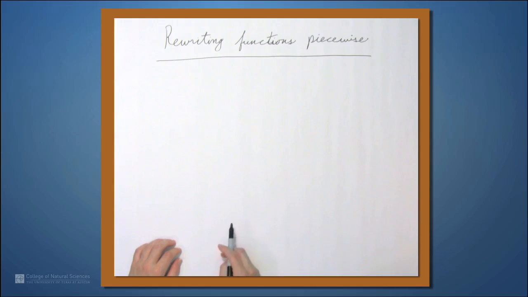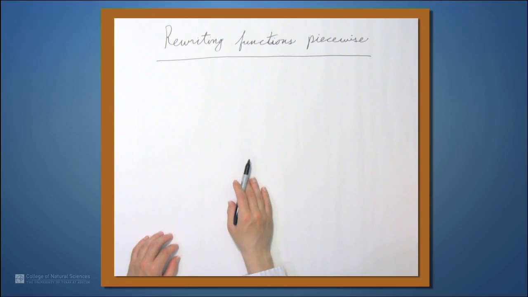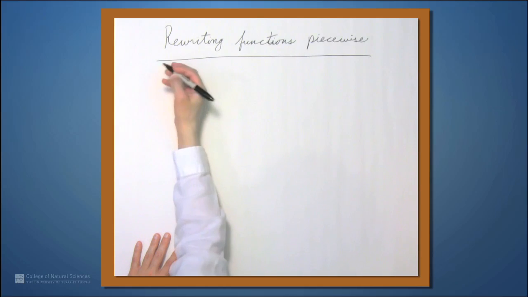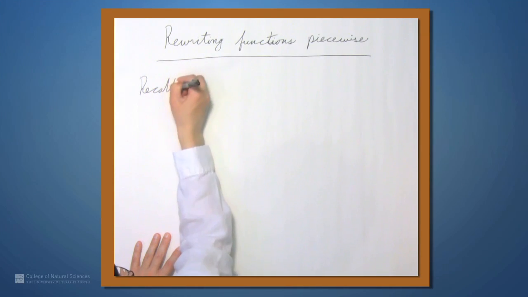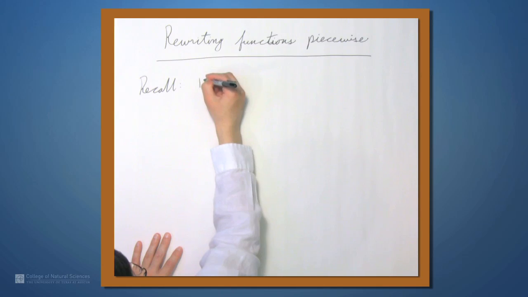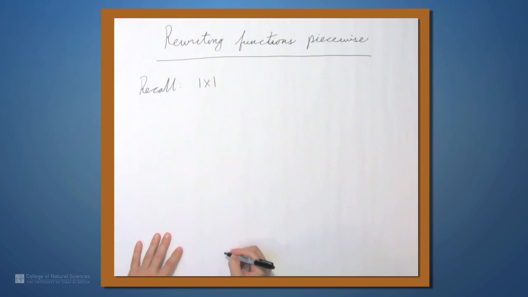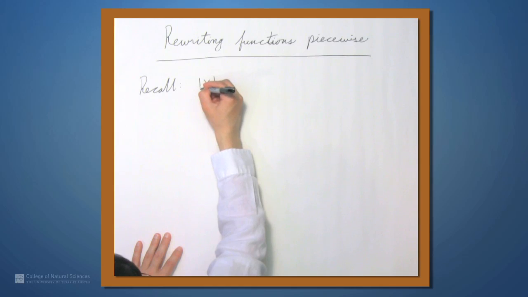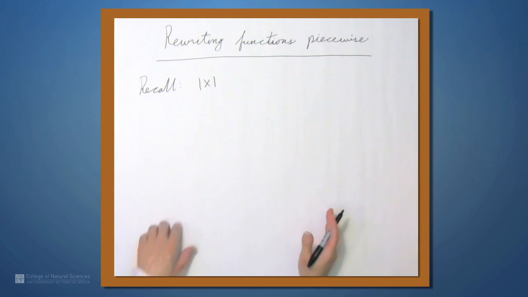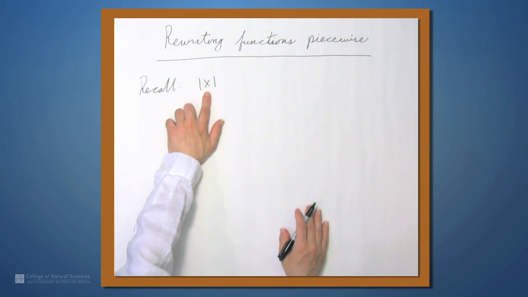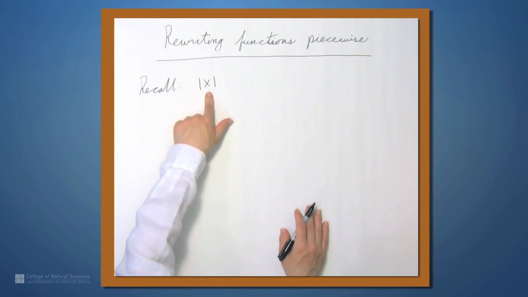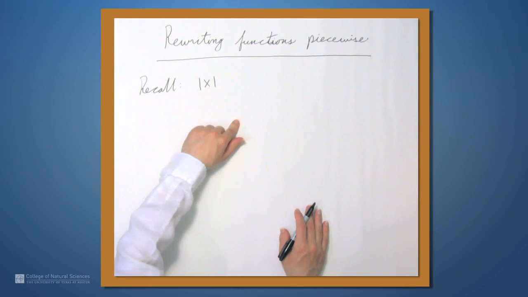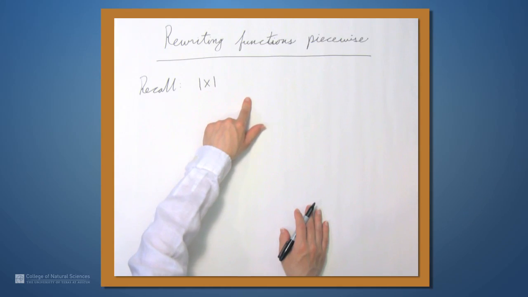So we're here at the example table, and in this video we're going to rewrite some functions in a piecewise way, namely absolute value functions. So let's just recall the definition of the function absolute value of x. Intuitively, it leaves positive values alone, leaves 0 alone, and switches all negative numbers to their positive counterparts, right? So 3 stays the same, 0 stays the same, negative 5 becomes 5.